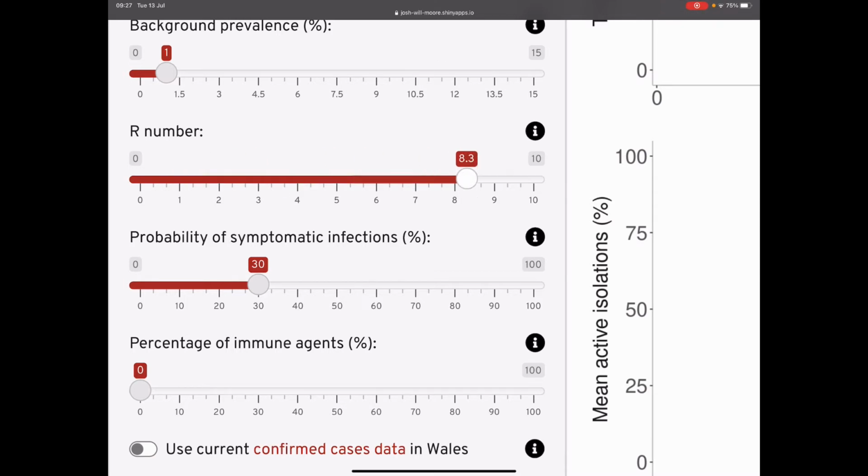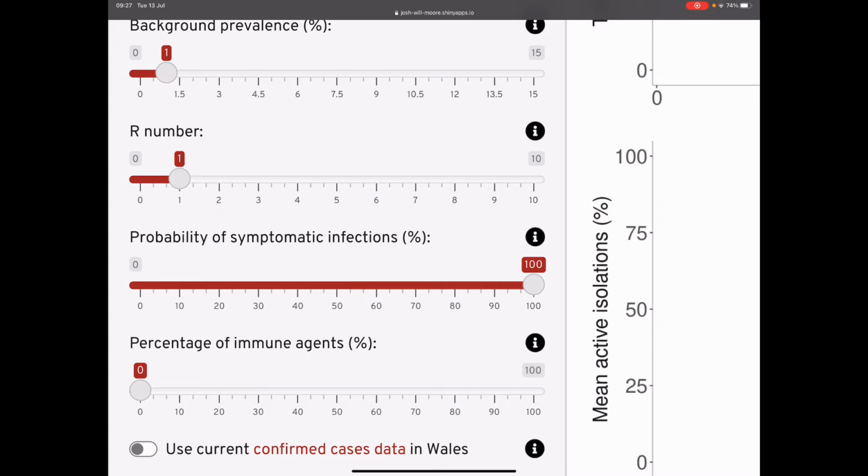And again, we can set it to whatever we like. Above 1 means the infection should be growing, below 1 the infection should be burning itself out. Probability of symptomatic infections. This is very important because as we're thinking about educational settings, quite often children don't show symptoms of being infected. So we can say, even if you are infected, what's the probability that you don't show an infection? If it's 100%, then you will definitely show a symptom. If it's 0, then you won't show any symptoms. And so you won't isolate just on your own intuition of how you're feeling.